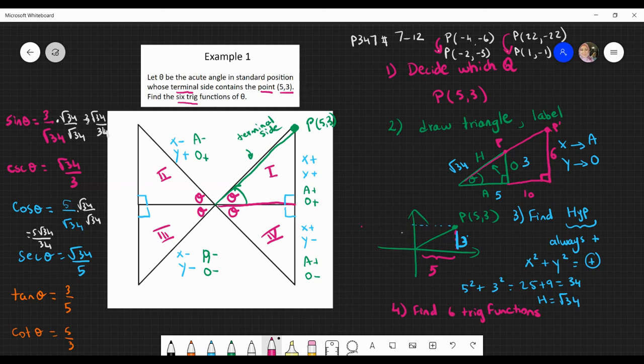So go ahead and work on example 2 given in class. Then work on homework, page 347, 7 through 12.